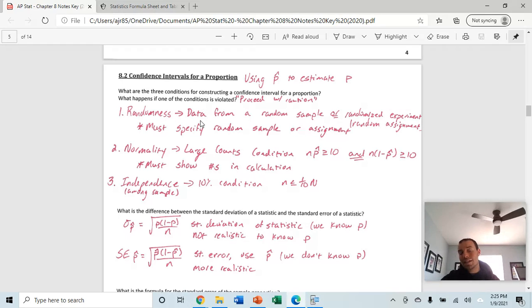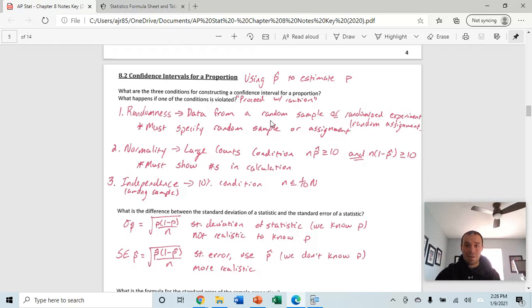That condition of randomness tells us that our data must be from a random sample or a randomized experiment, meaning that random assignment has occurred. You must be specific about whether it is a random sample or random assignment. We care about this because with a confidence interval we're collecting sample data to make an inference, either to generalize those results to the broader population if we've taken a random sample, or to show some type of cause and effect relationship in the case of random assignment. So condition number one that we need to check is our condition of randomness.